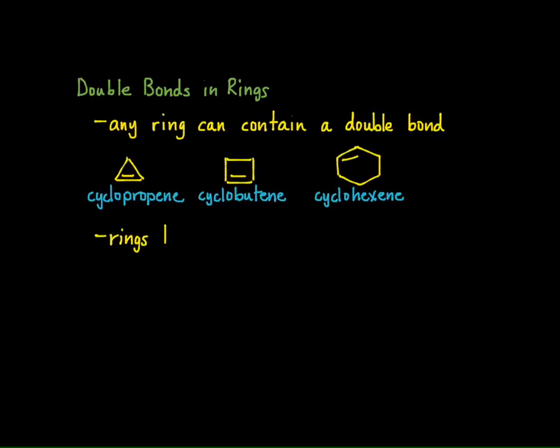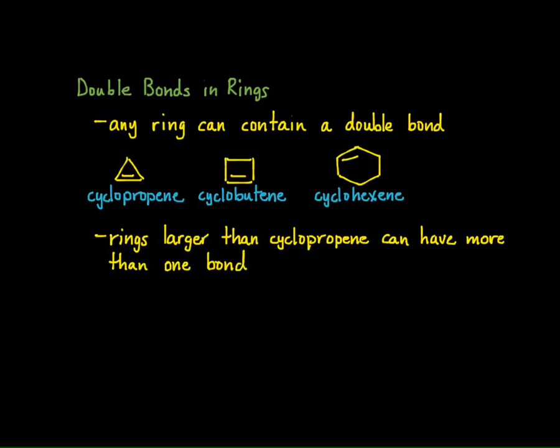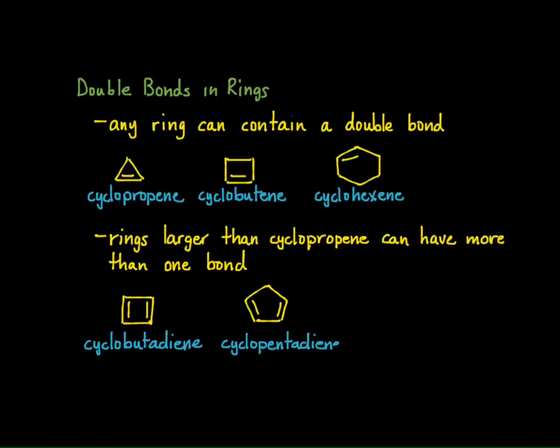And of course, rings larger than cyclopropene can have more than one bond. So they can have two bonds, they can have three bonds, so we're talking about dienes or trienes. For example, a four-membered ring with two bonds is called cyclobutadiene. And of course, we can have a five-membered ring with two bonds, which is called cyclopentadiene.